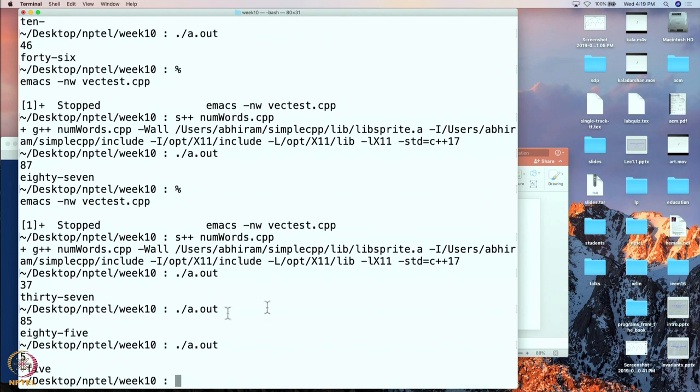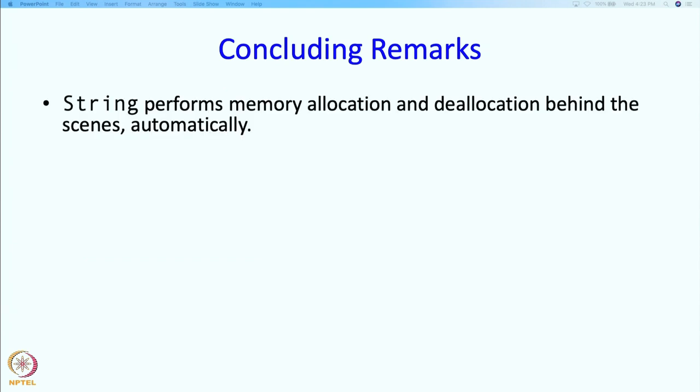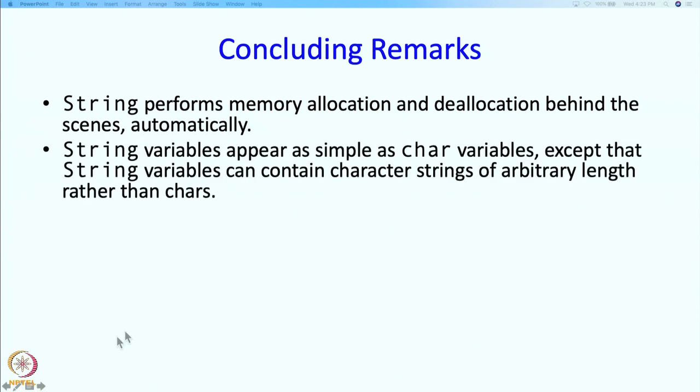We are really at the end of the lecture, so I just want to make a few concluding remarks. Our class String performs memory allocation and deallocation behind the scenes, and it happens automatically in the sense that the user isn't really aware of what is going on. Now, string variables appear as simple as char variables. When you use char variables, you don't really need to worry about where they are stored, or you could think of them as being stored in the activation frame. And if you want, you can think of the string variables also as being stored in the activation frame. That would not really cause any major problems.